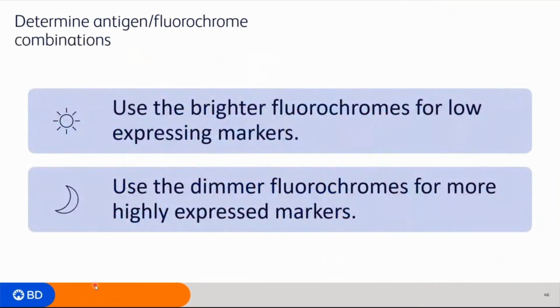So to put this all together, the rule of thumb in determining antigen fluorochrome combination is to use brighter fluorochromes for low expressing markers and to use dimmer fluorochromes for highly expressed markers.